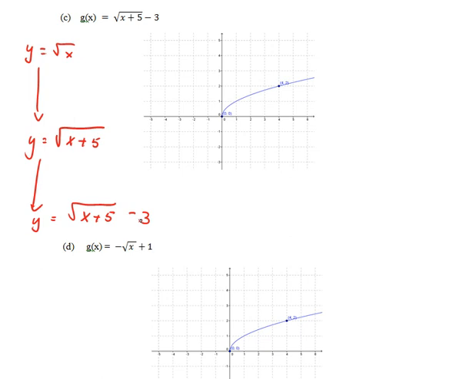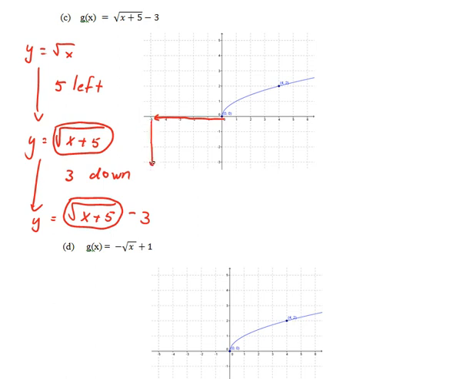So when x has been replaced by x plus 5, we're going to move 5 to the left. And in the second part, the square root of x plus 5 is intact, so its graph will be moved 3 down because we have the square root of the quantity x plus 5 subtract 3. So we're going to move each of the points 5 to the left and 3 down.